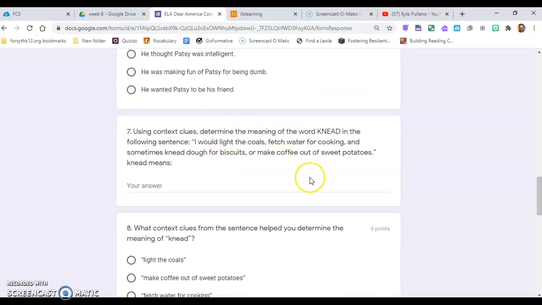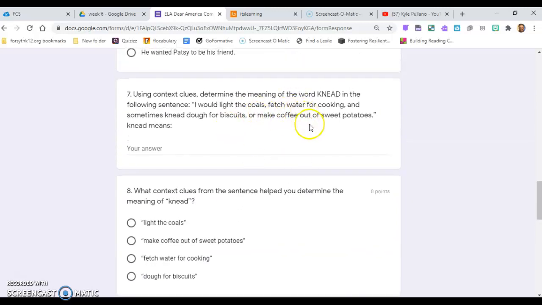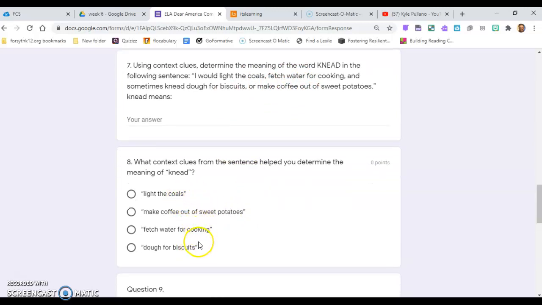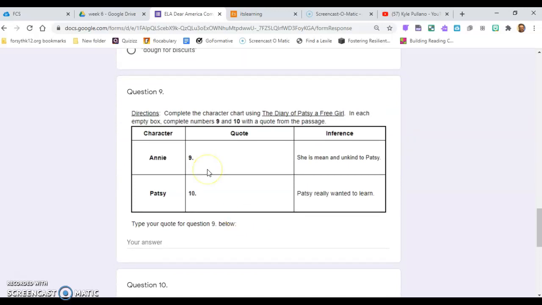And then we have here, use context clues, number 7, to determine the meaning of the word need in the following sentence. So go back, look for where this is. A lot of students get this wrong because they don't know the word, but based on the sentence, what makes the most sense? And then like a synonym or a word similar to that. And then you say, okay, what was the clue here? What phrase helped you the most to determine what the word need means? K-N-E-A-D.